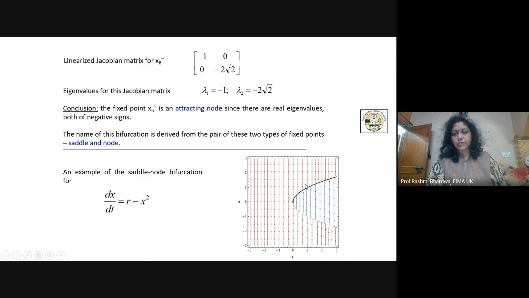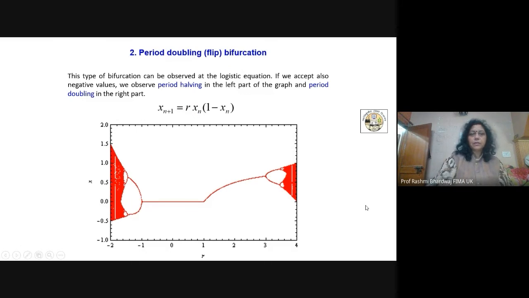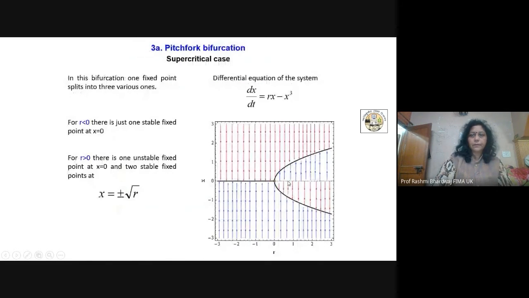So here you have a positive one and this is the negative one, and this is again a saddle node bifurcation. Now, if you have a period doubling, yesterday we discussed a lot about this thing, which is r xn into 1 minus xn. So you have a period doubling phenomenon here. Now, suppose you have an equation of the form rx minus x cubed.